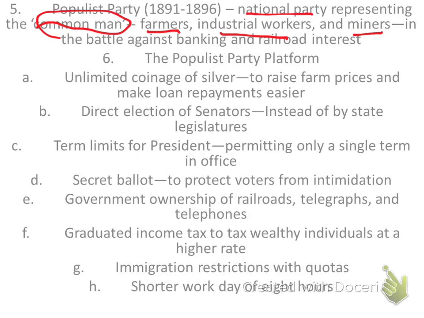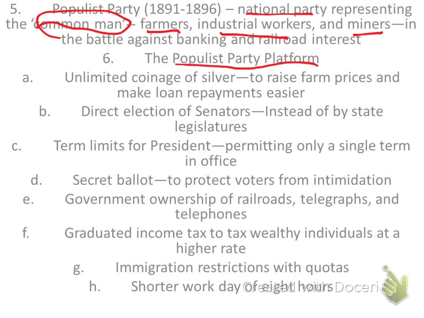So today you have the average worker, you still have factory workers, plumbers, electricians, farmers, they're blue-collar. Those kinds of people are today what we call the common man. But in the period of time we're looking at, the common man was commonly used to refer to the farmers, industrial workers, and the miners.